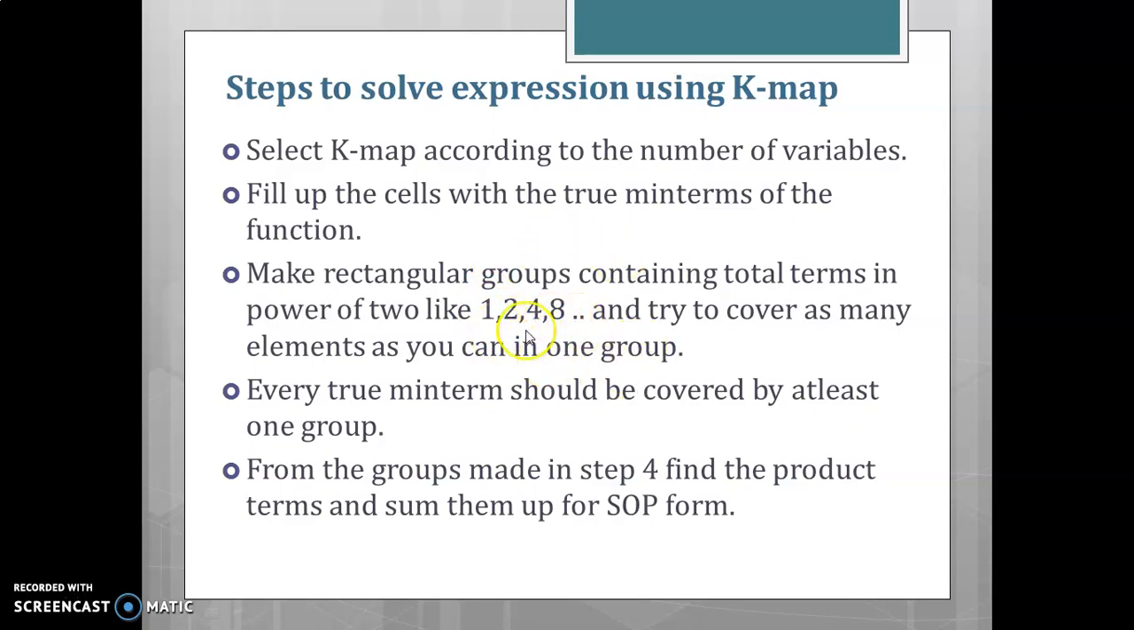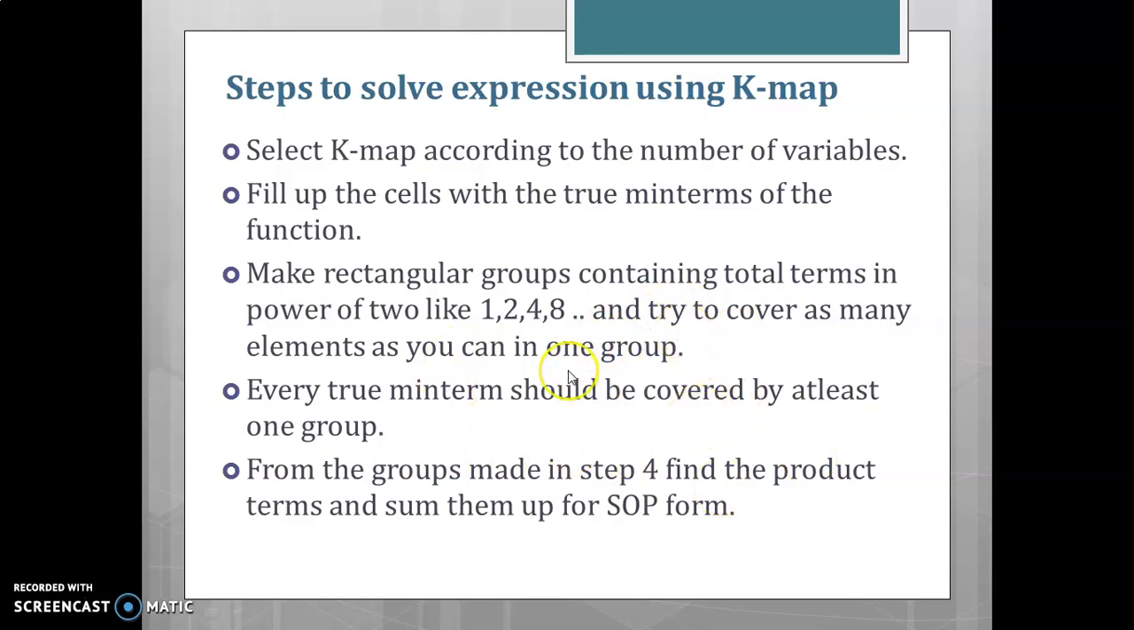We try to make as few groups as possible, covering as many elements as we can in one group. Grouping should be done in such a way that the size of the group is as large as possible. Also, we ensure that every true minterm in the function is covered by at least 1 cube. We should not leave any minterm out, so each and every minterm should be covered by at least 1 group.